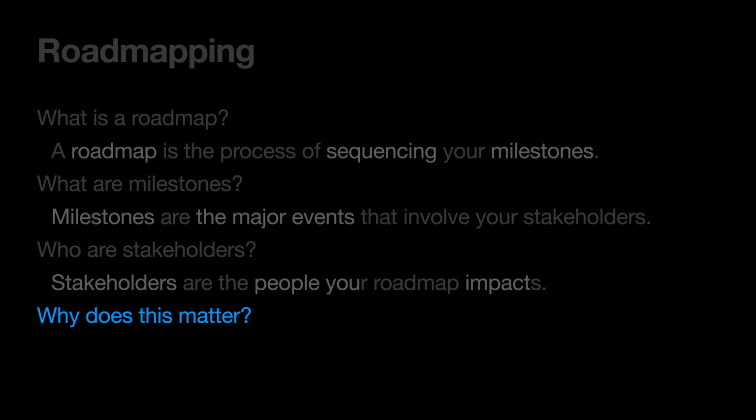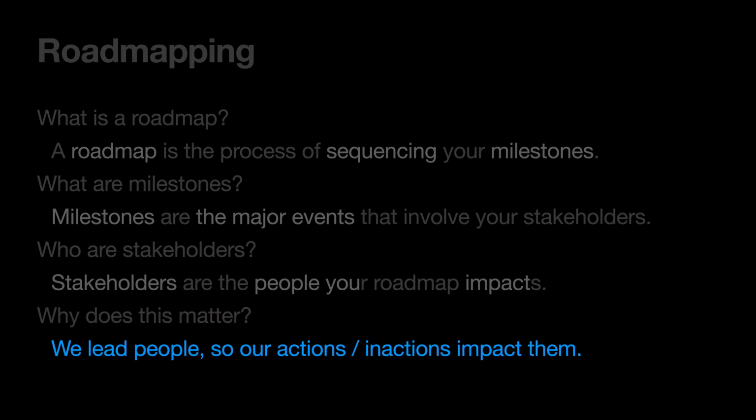Now, why does this matter? We lead people, so our actions or inactions impact them. One of the key fundamental rules of a good quality roadmap is understanding how your solution works in the real world. That means you have to understand the impact on the people, the impact on the organization, and in some cases, the impact on the community. Later in the lecture, I'll show you a diagram to better illustrate these points.